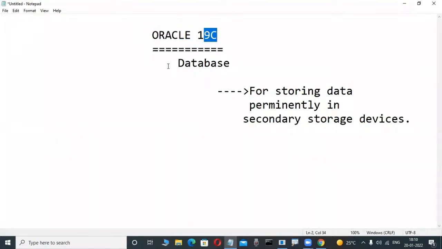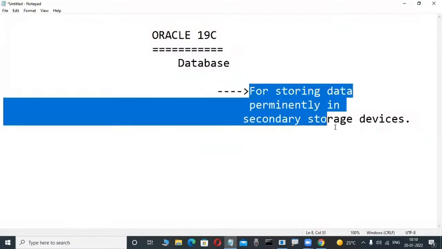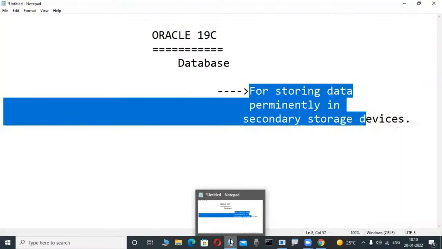Some version number is there. This is a database product, one of the popular relational databases. Oracle is a product from Oracle Corporation. But what is its purpose? For storing data permanently in secondary storage devices. Now slowly observe it here.